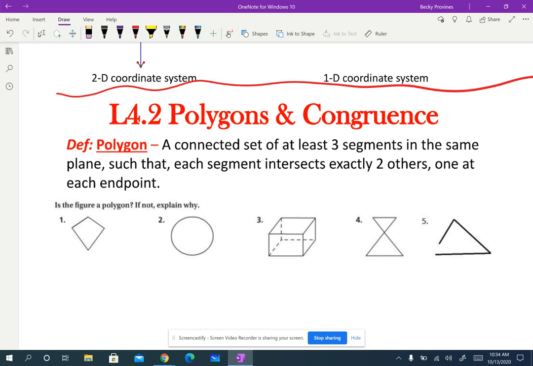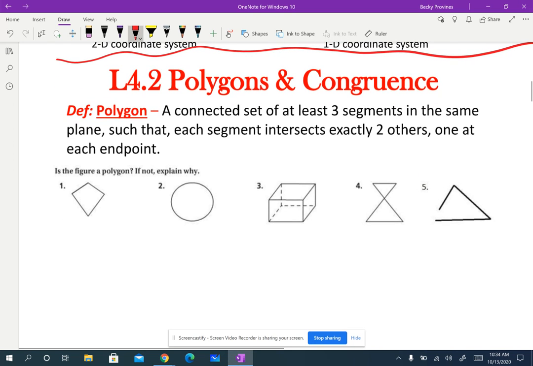All right, so a polygon is a connected set of at least three segments in the same plane, and each segment intersects two others, one at each endpoint. So we're going to go through these and decide whether or not they are a polygon. Again, you can refer back to the definition.